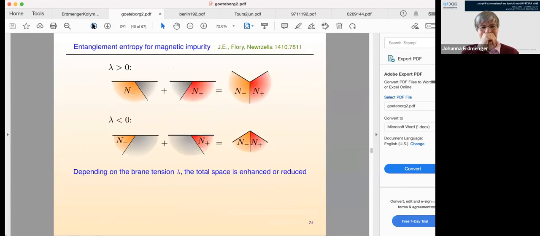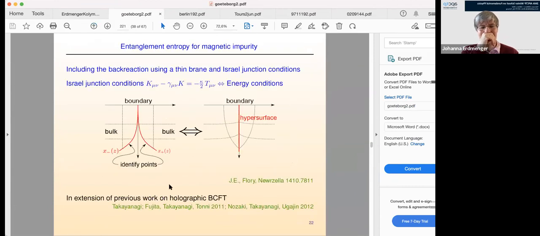Let me just say again what we're doing. The idea is, if you want to say anything about entanglement entropy, we need this new Takayanagi surface, which will be a geodesic in AdS3. And so we need to include the back reaction. This is done by cutting the space into two halves. I mean, it's a phenomenological approach.